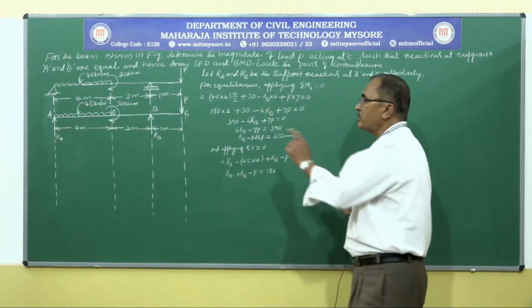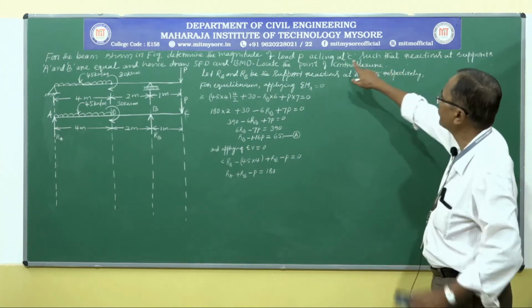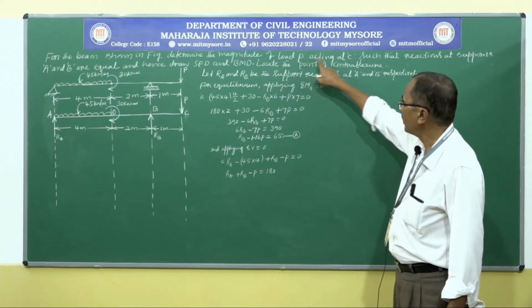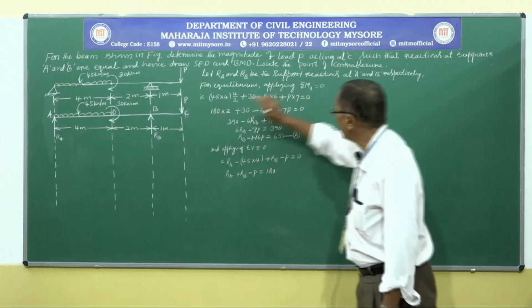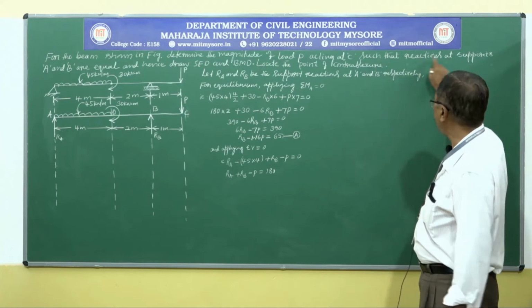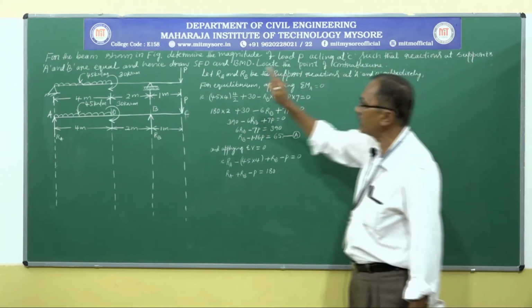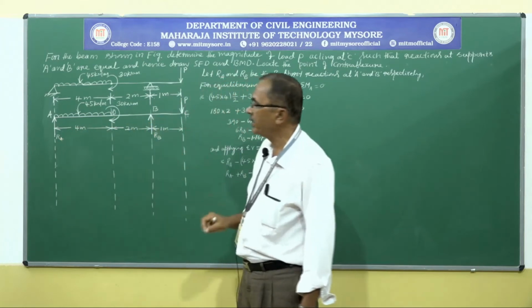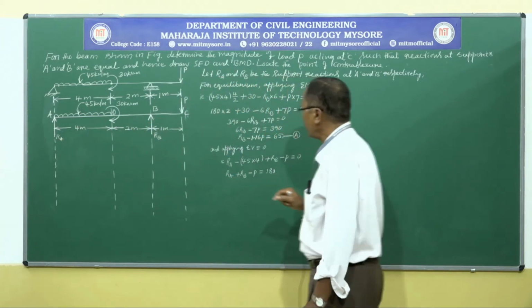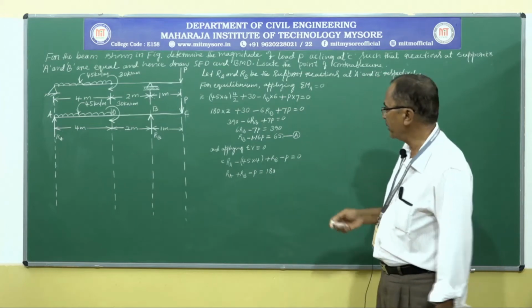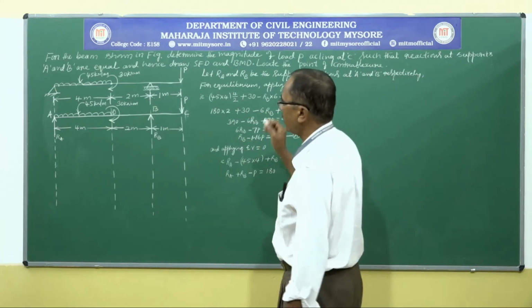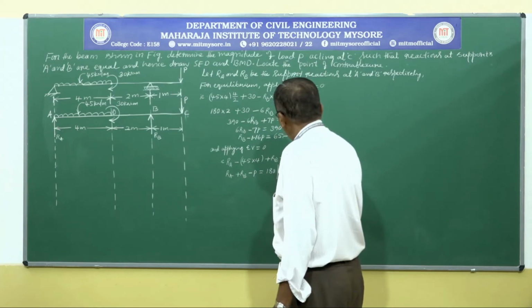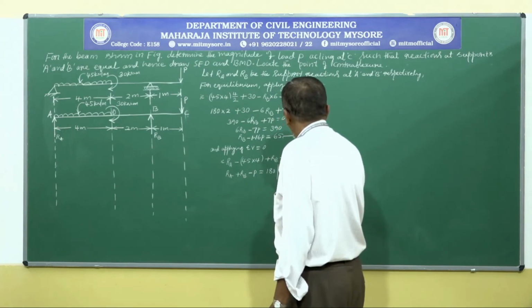Now let us use the condition given in the problem. It is asked to find load P acting at C such that reactions at supports A and B are equal. So whatever the reactions we get at points A and B are equal. So when reactions are equal, automatically RA is equal to RB.